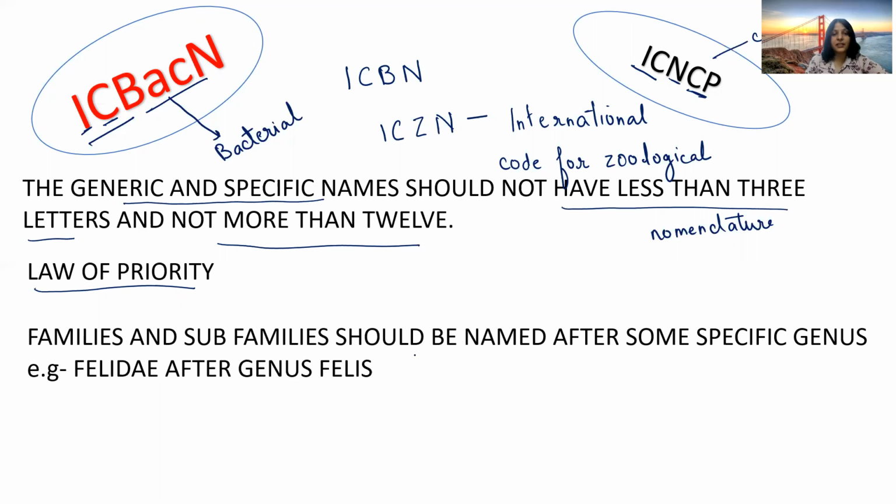Families and subfamilies should be named after some specific genus. Like Felidae is named after the genus Felis. Here we have two genera. If you remember, we have Panthera also, and we have cats also. Panthera consists of big cats, Felis consists of small cats. All are cats only. So Felis genus has been given the priority and it is named after Felidae.